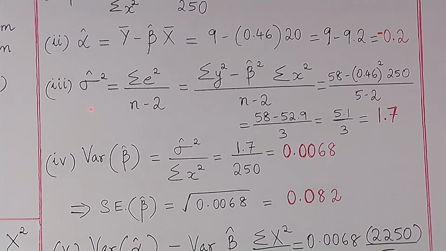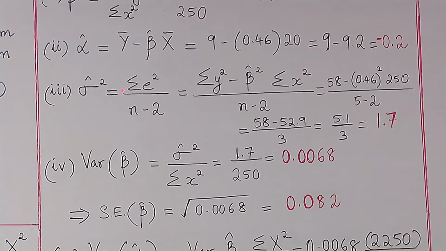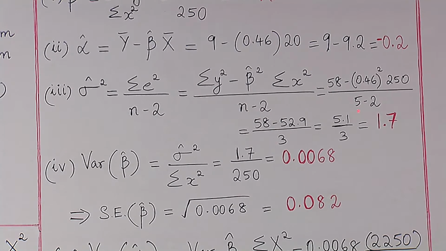Now, let us calculate the variance of error term sigma hat square. The formula is sigma square of E by n minus 2. This E is nothing but the residual term. The expansion of the sigma E square is sigma small y square minus beta hat square into sigma small x square. As given in the formula, n is the number of cases in the example.